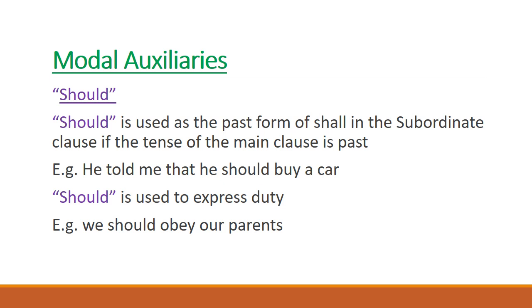Should is used as the past form of shall in the subordinate clause if the tense of the main clause is past. So here should is used in the subordinate clause if the main clause is past. He told me that he should buy a car. Here the tense of the main clause is past, so should is used in the subordinate clause. Should is used to express duty. We should obey our parents. It is an example for this.